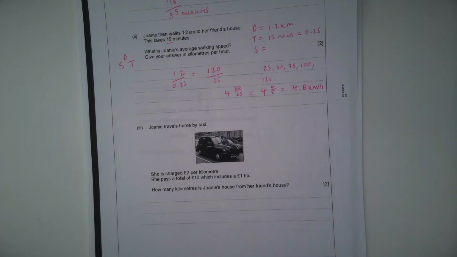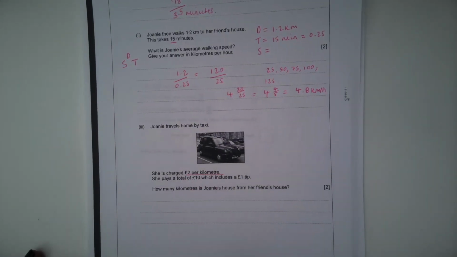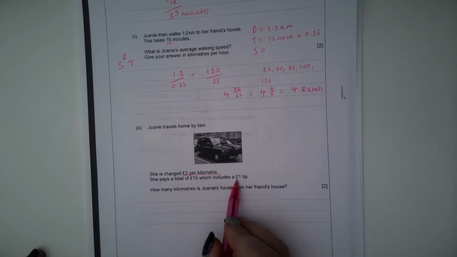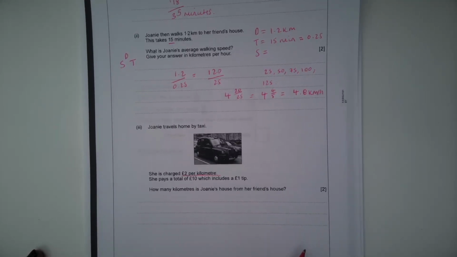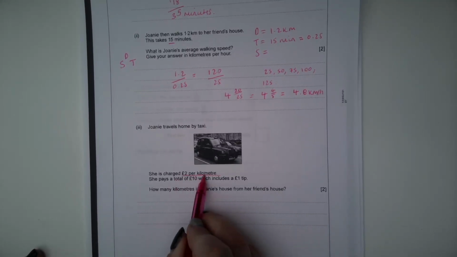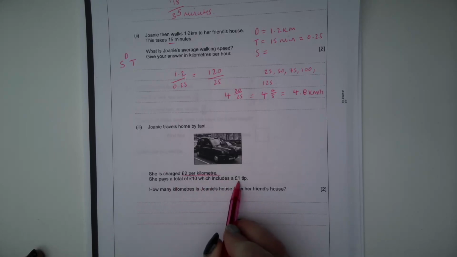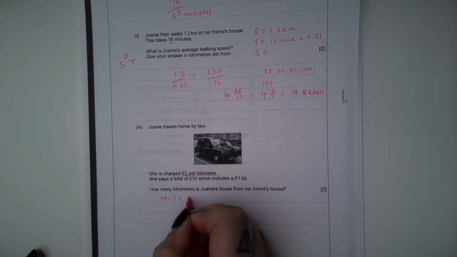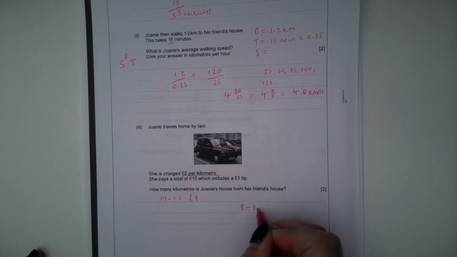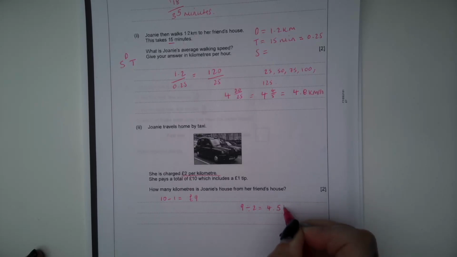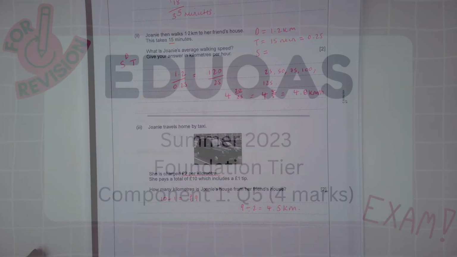Part 3. Joni travels home by taxi. She's charged £2 per kilometre and she pays a total of £10, which includes a £1 tip. How many kilometres is Joni's house from her friend's house? So she paid £2 per kilometre, but we've also got a £1 tip in there. So the first thing I'm going to do is take away that £1 tip. So the distance travelled cost Joni £9. So we're going to divide that £9 by 2 to get 4.5 kilometres travelled.